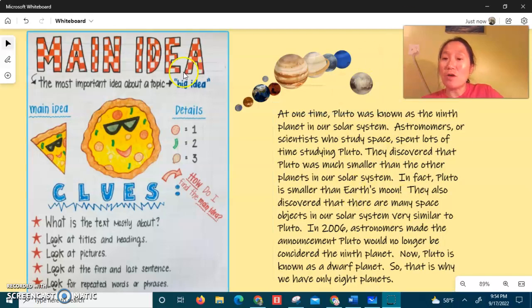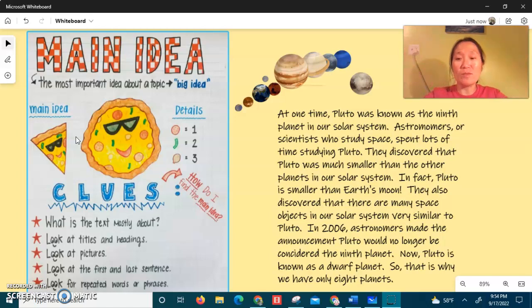So, your main idea has a couple of pieces. For example, you have a topic, which could be the entire pizza. Pizza is my topic, and then the main idea is going to be a smaller piece of that topic. Main idea is the gist. What are you trying to teach me about pizza? And then all the toppings are the details, meaning that is what makes up the main idea.